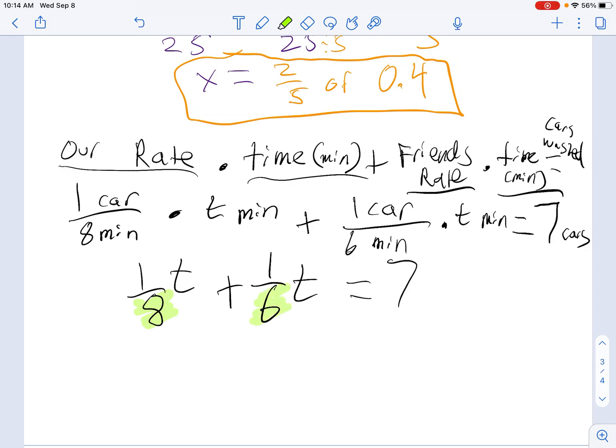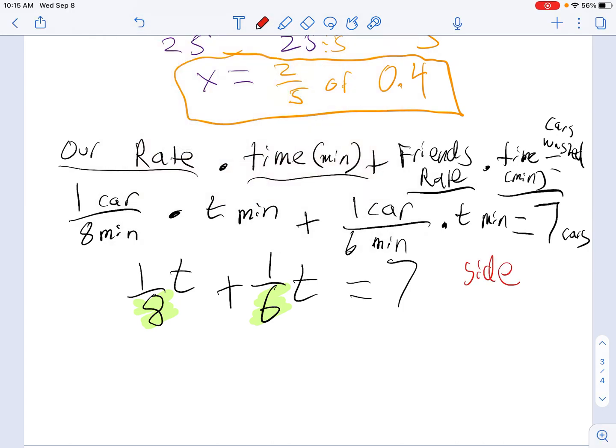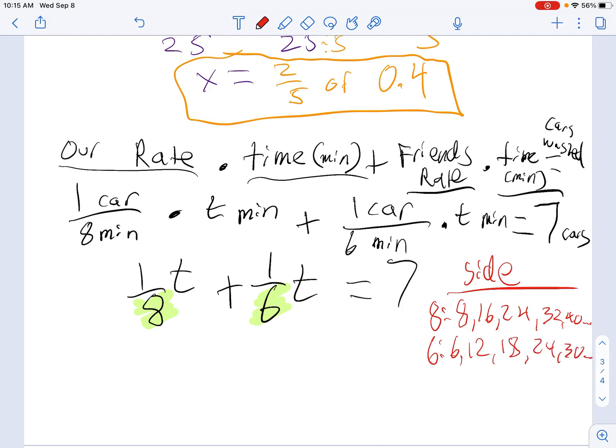Now, the problem we have is we can't add fractions if we have different denominators. So, side work, okay? Sidebar. I'm going to count by 8 and figure out what my least common denominator is. 8, 16, 24, 32, 40. I might have to go further, let's see. 6, 12, 18, 24, 30. And I found, hey, I do have something in common. I have a 24 and a 24.